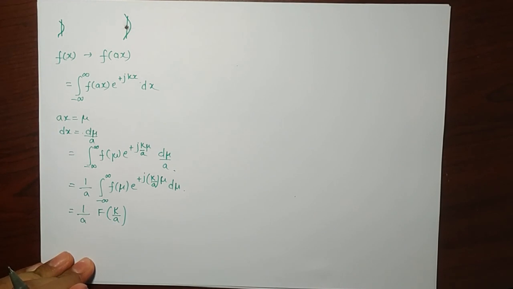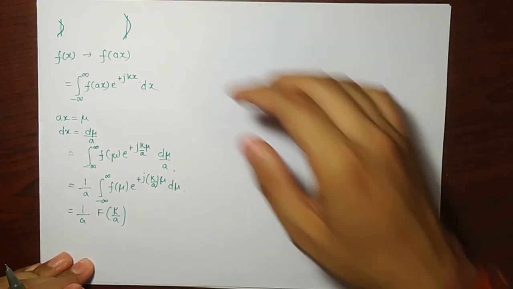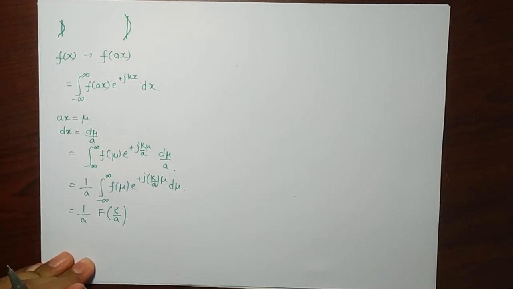So it's very easy to see what really happens when you play around with the signal. You can do a lot of other things. I've done some basic stuff here. You can do a lot of other things like taking the conjugate.